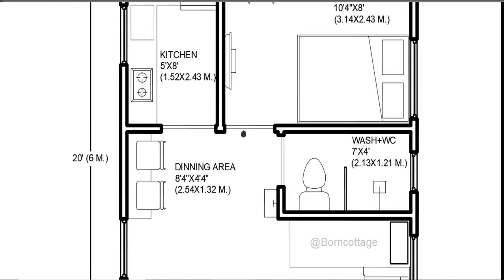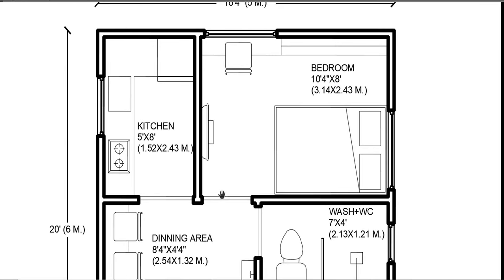If we go inside, so on the right side we have bedroom here. You can see here the bed arrangement and also wardrobe arrangement. We have a TV unit on the front wall and study table with chair and two large size window for ventilation and light purpose of this room.